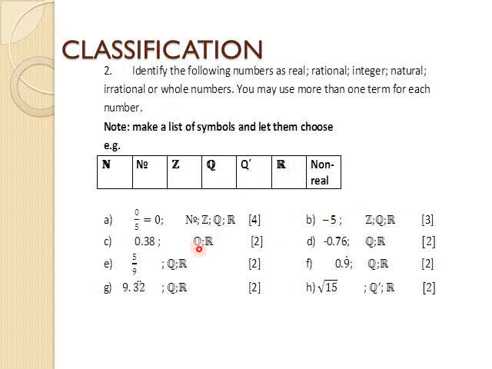0.38 terminates, so therefore it's rational and it's real. Negative 0.76 terminates, so it's rational and real. 5/9 also rational and real. 0.9 with a dot on top recurring means 0.9999. That's also considered rational and real. 9.32 is the same as saying 9.323232, continuing on indefinitely. So that also is recurring, so it's rational and real. Square root of 15, not perfect square, therefore irrational and real. So that's the second way we can ask you to classify.